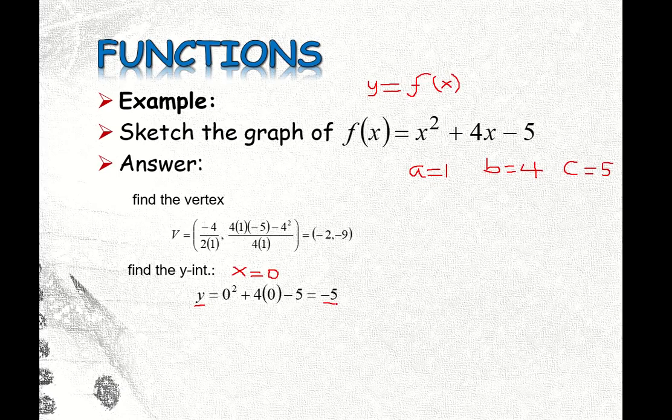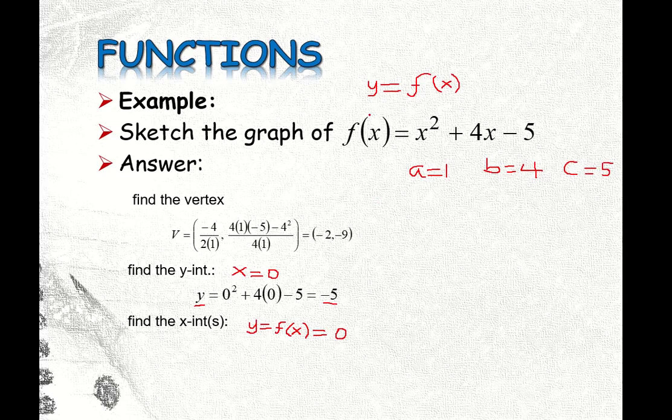Now for the x-intercept, you have to set y equal to 0. But y is equal to f of x, right? y is a function of x. So you set f of x, which is equal to y, equal to 0, and then you solve for the value of x. So when f of x is equal to 0, you substitute it here.